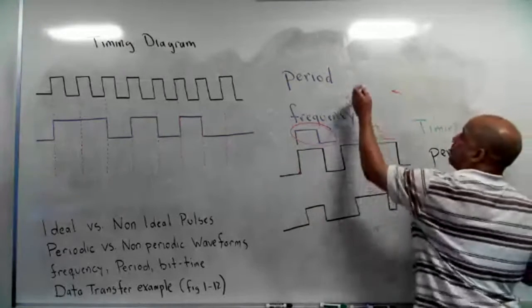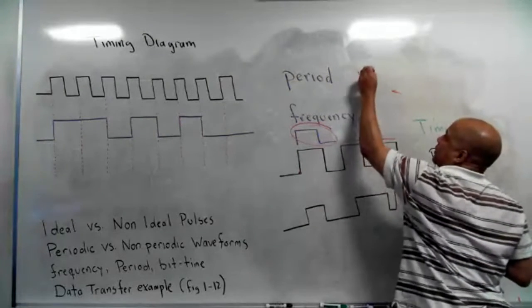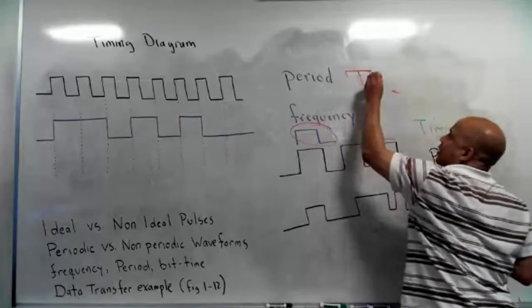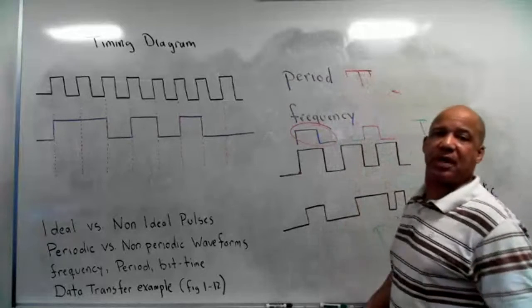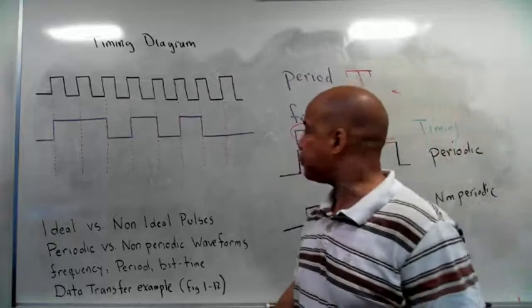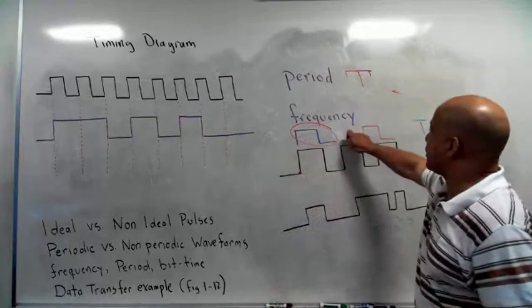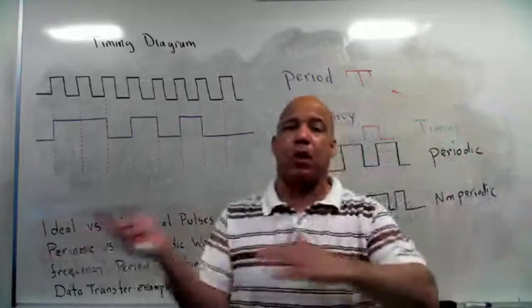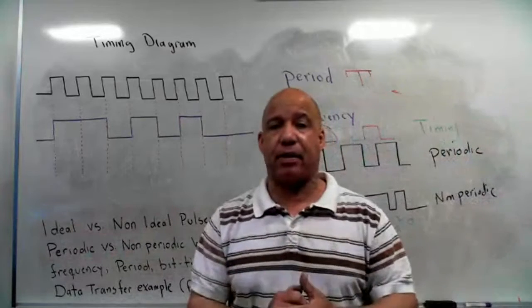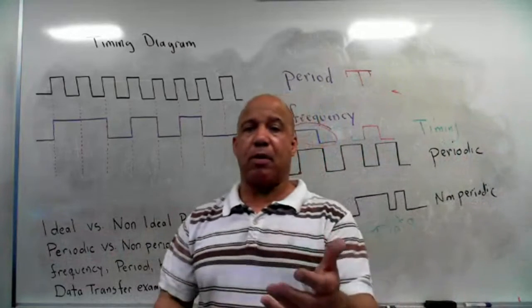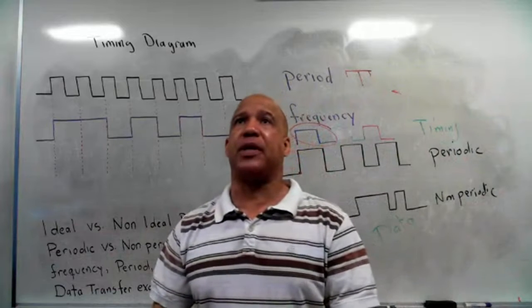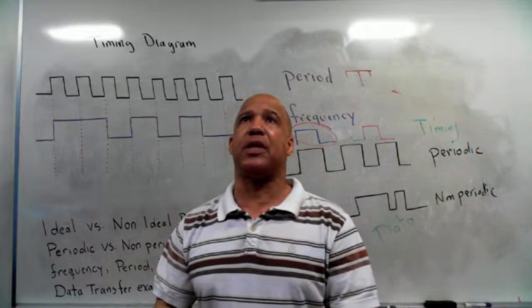So what I usually do for period is represent it like this: a T with the two sides on it. That represents the time for one cycle. The frequency, on the other hand, is how many of those pulses you see go by in a second. Some of you have probably seen the idea of frequency.